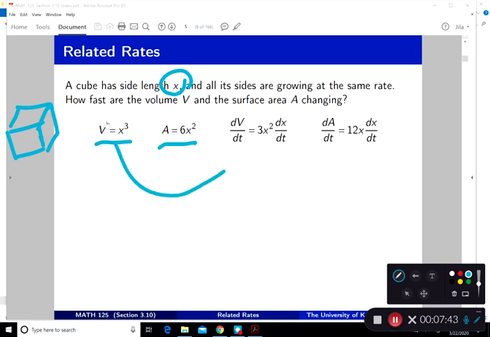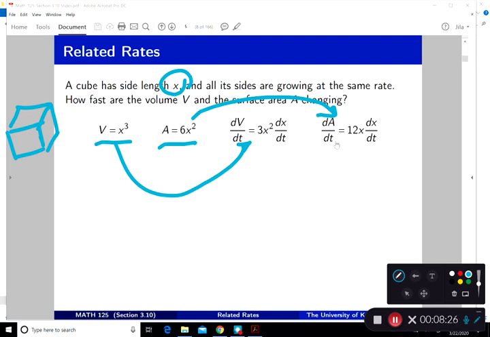Now, if I take the implicit differentiation of the volume, what do I get? I get the derivative of the volume with respect to time is equal to, the outside function is x to the power 3, so it's 3x squared dx over dt, and the inside function is x. When I do the implicit differentiation, how do I find the derivative of the surface area? Again, dA/dt is equal to the derivative of this side, which is 12 times x, and then the derivative of the inside, which is dx/dt.